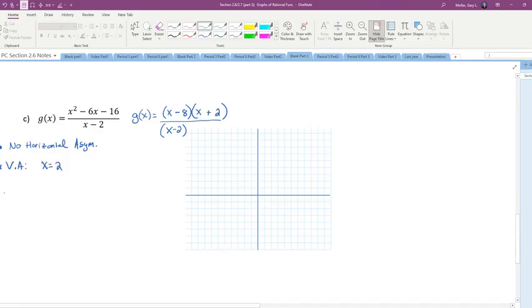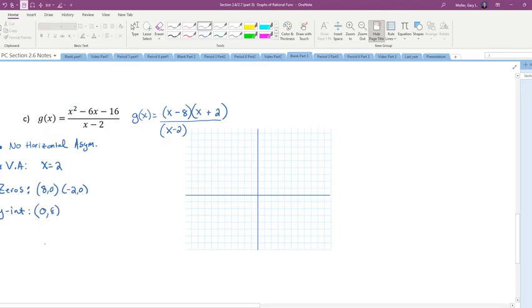I have zeros this time, and that's going to be at 8, 0, and negative 2, 0. I have a y-intercept, I assume, and I can find that back in the original. Plug in 0, negative 16 over negative 2. So I have 0, 8.